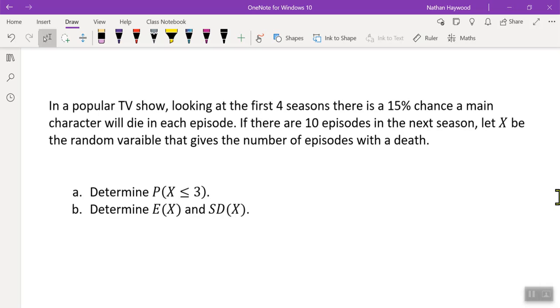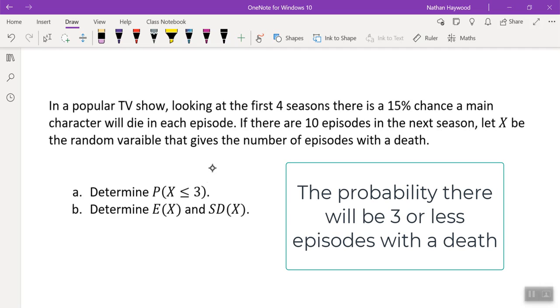So let's determine what that means. The probability that the random variable is less than or equal to 3. In the context of our question, what does it mean? The probability that there will be 3 or fewer deaths. Very good.